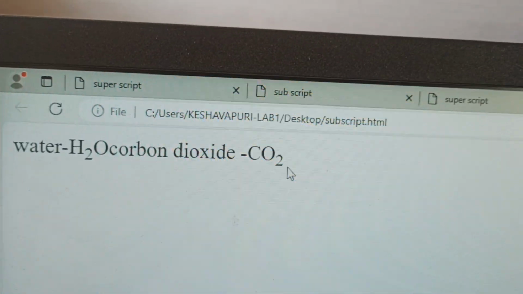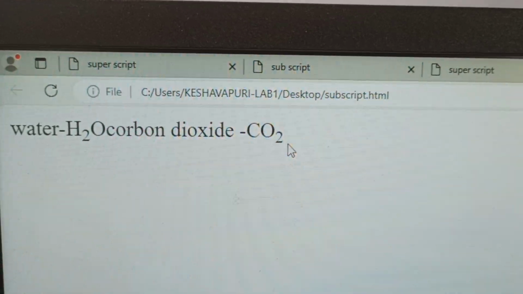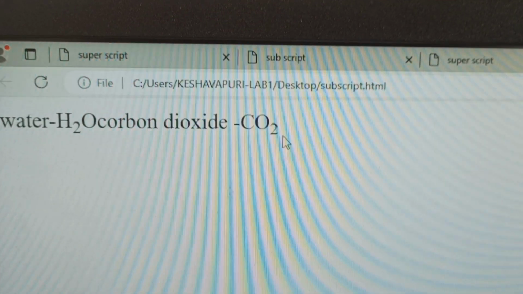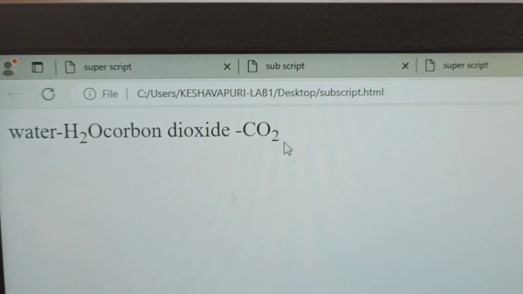That's why this subscript element is used in HTML programs only for chemical formulas. Understand this concept?